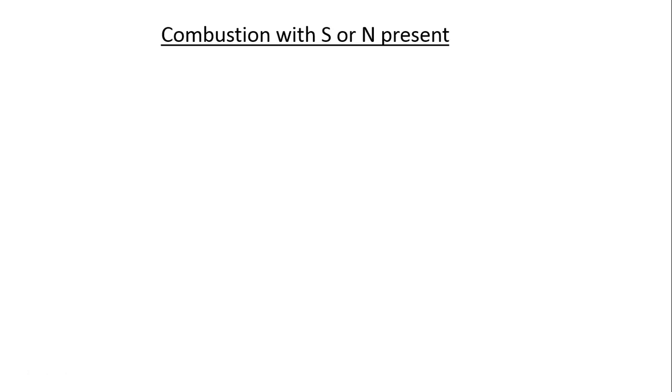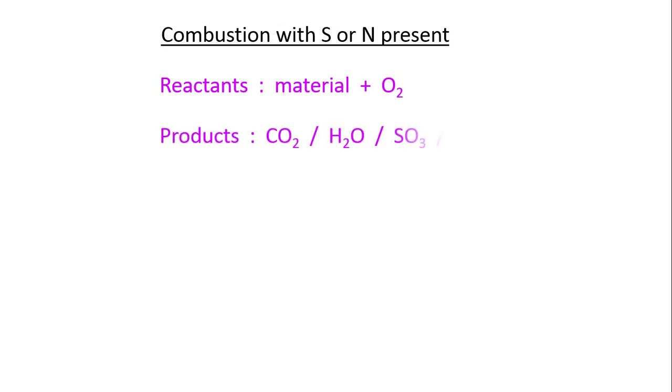Let's look at some examples for balanced chemical equations for the combustion of organic compounds that contain sulfur or nitrogen. As always, the reactants in a combustion reaction are the fuel and dioxygen. The products will be the oxides of the elements present. Carbon will form carbon dioxide, hydrogen will form water, sulfur will form sulfur trioxide, and nitrogen will form nitrogen dioxide. These are the products for complete combustion that we will use in our balanced equations.